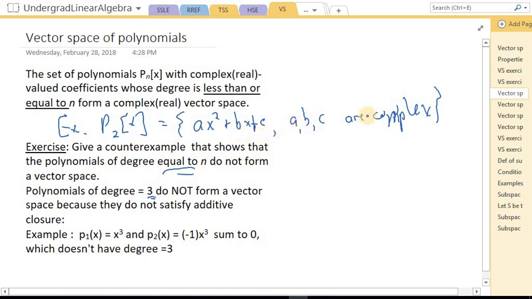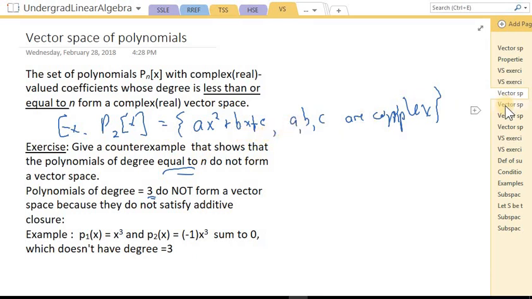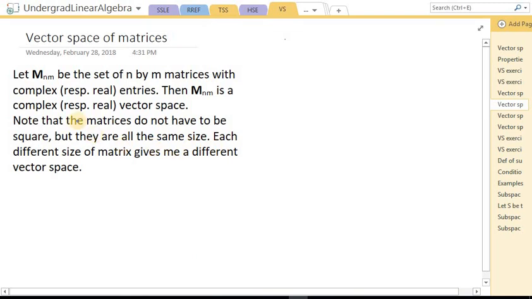So this is one common example of a type of vector space that's important in mathematics. Next one, we can take the set of n by m matrices with complex entries will be a complex vector space. And if we take n by m matrices with real entries, that will be a real vector space. Okay. Now the matrices don't have to be square, but they have to be the same size. And each different size of matrices gives a different vector space. So for example, I could take M23, that's a vector space. I could take M57, I could take M1219. These are all vector spaces.